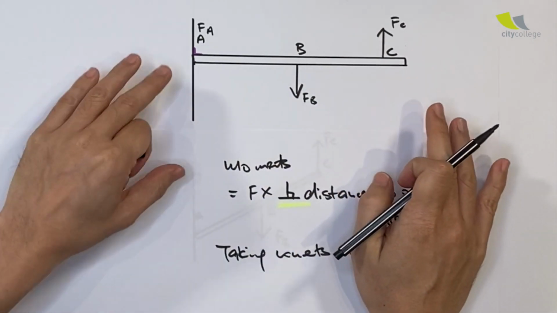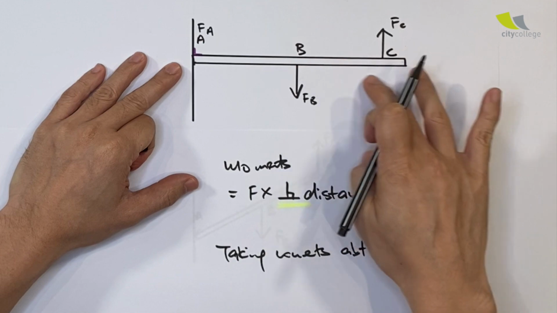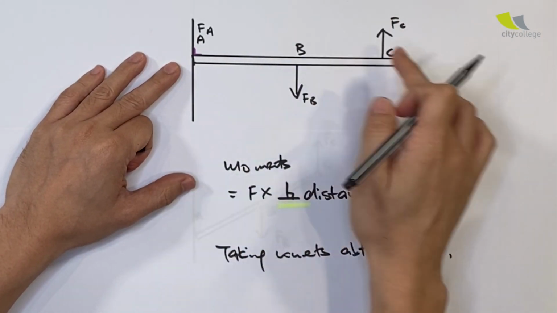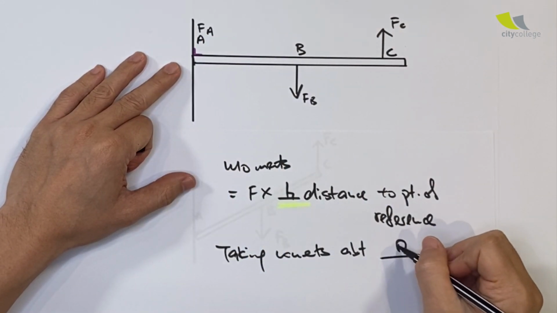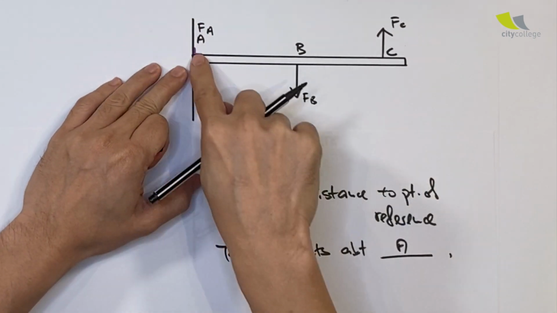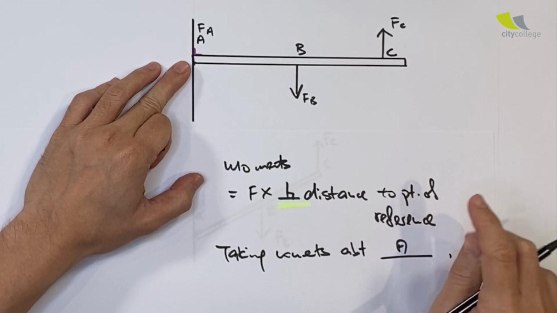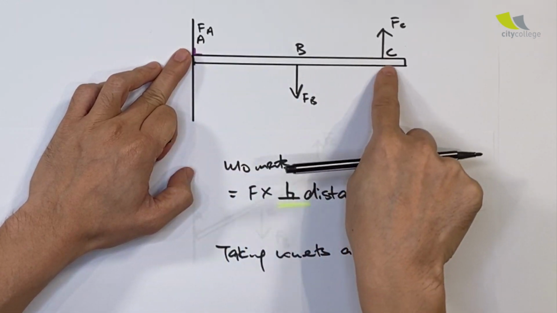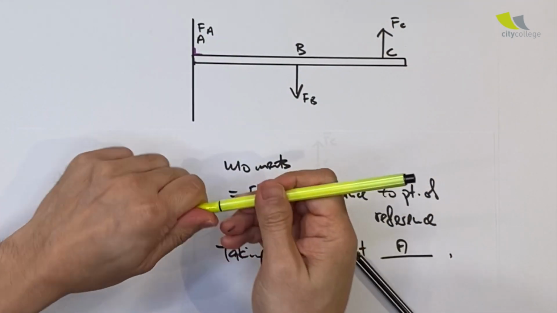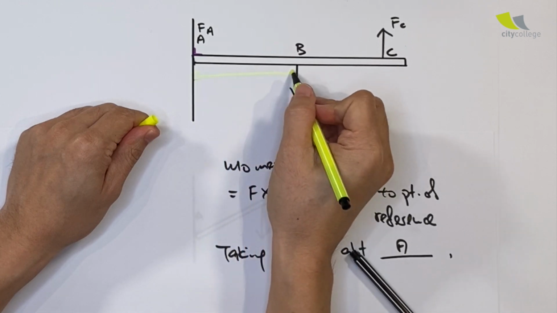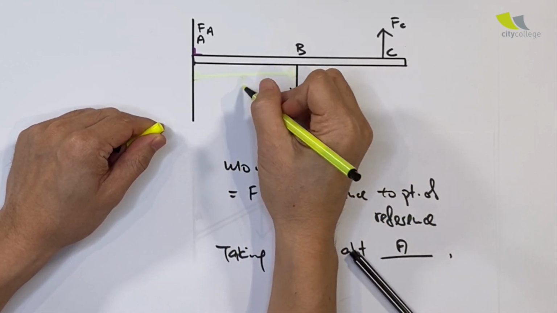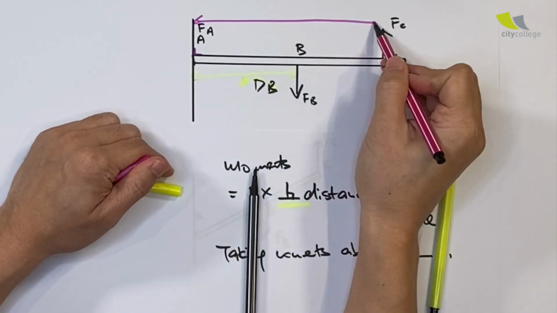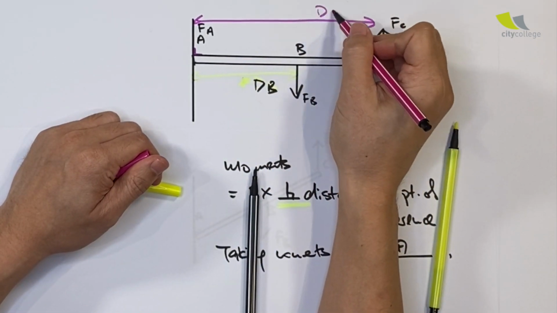So if I know this force and I don't know this force, I can actually take moments about A. And then suddenly A disappears. So A becomes my point of reference. Then the perpendicular distance will be from the force all the way to A, C to A. So we are talking about this distance, let's call it dB, and this distance, let's call it dC.